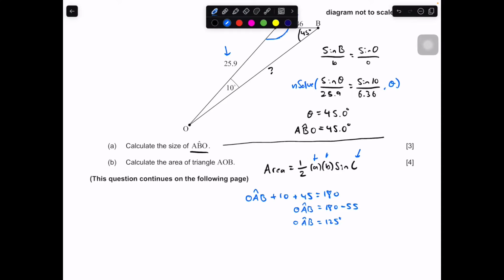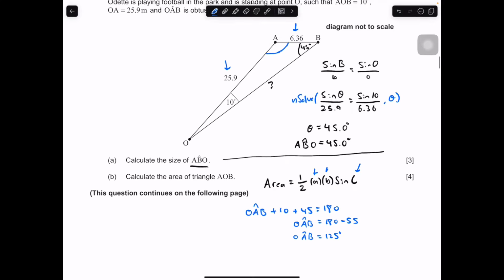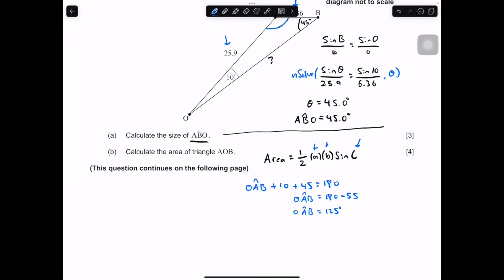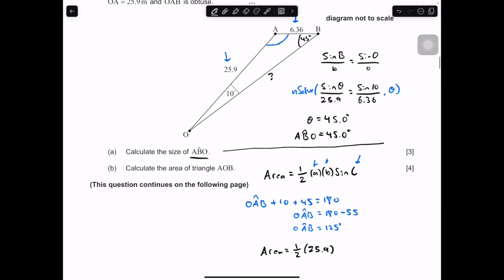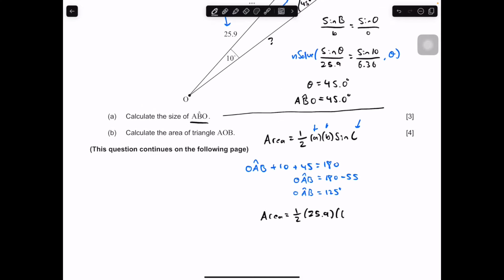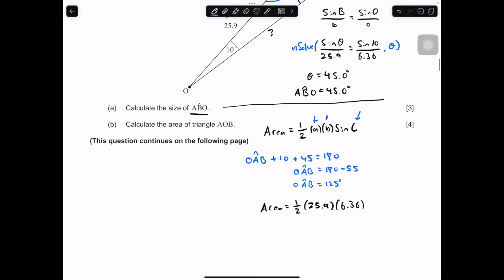Now we already know these two side lengths, this 25.9 and this 6.36. So let's go ahead and use our area formula. Once again, area is equal to half ab sine C. So area is equal to 1/2, side length 1 is 25.9, side length 2 is 6.36, and the included angle, the angle between these two side lengths, is sine 125. Okay, let's go work that out and return to the calculator.